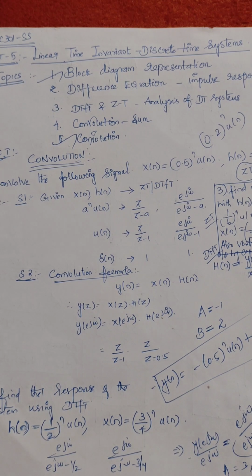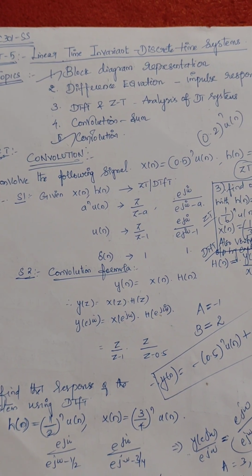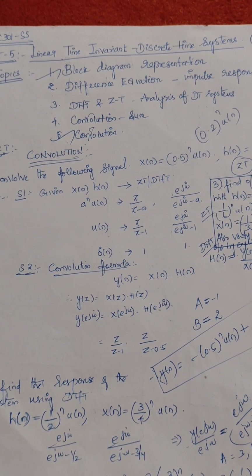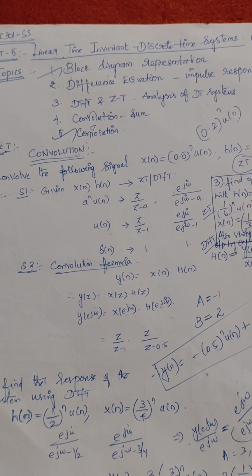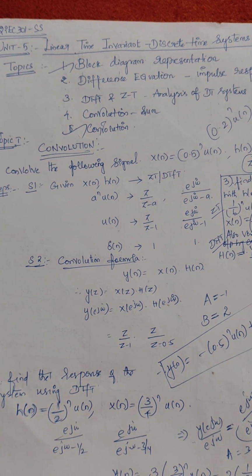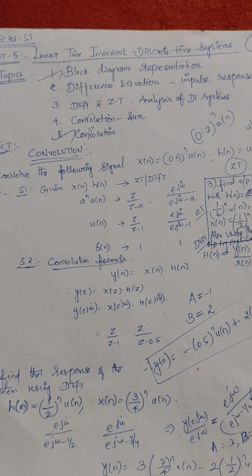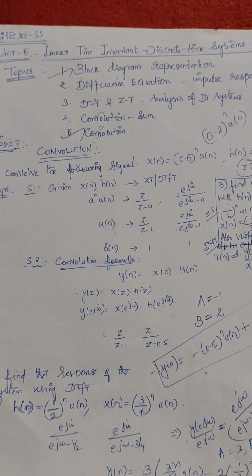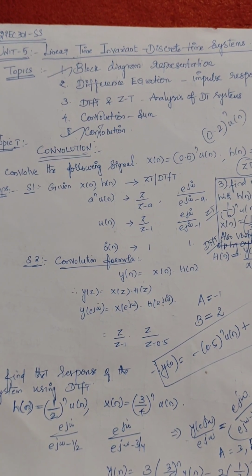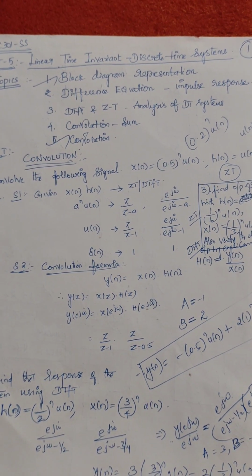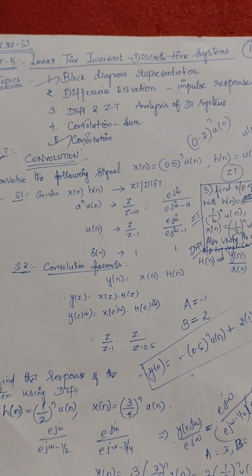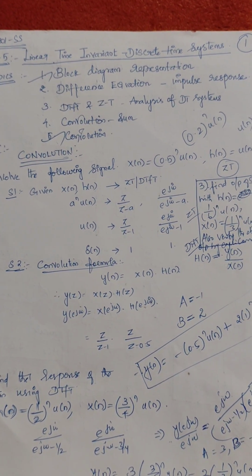My unit number 5 will be linear time invariant discrete time systems, that is, analysis of LTI systems. I'm going to give a quick review of this unit first. This video takes place as a quick review. Topic number 1 is block diagram representation. Very important. This will be the prerequisite topic, especially for the discrete time signal processing subject.